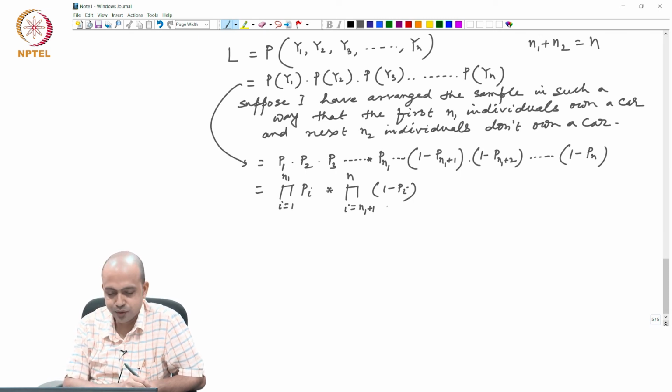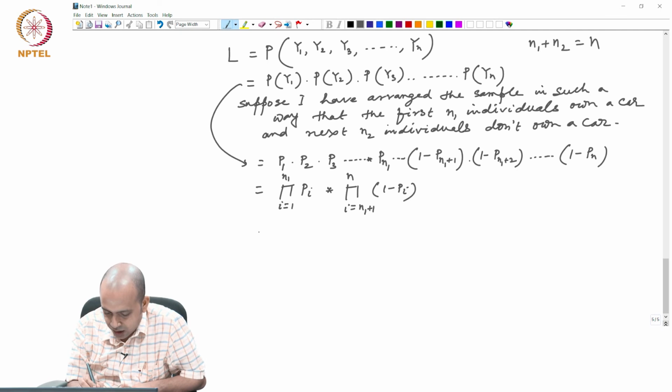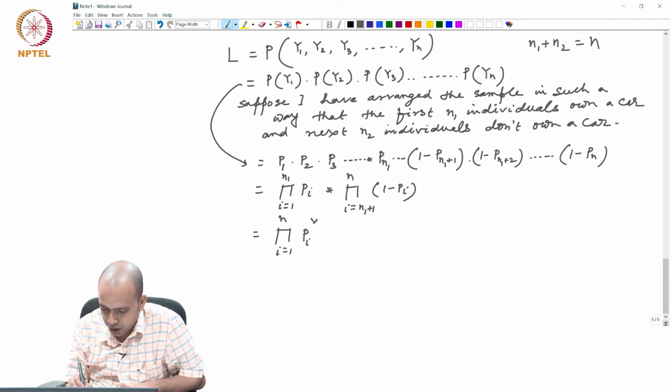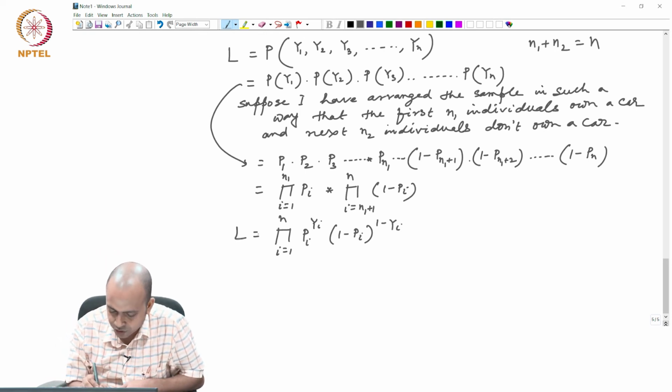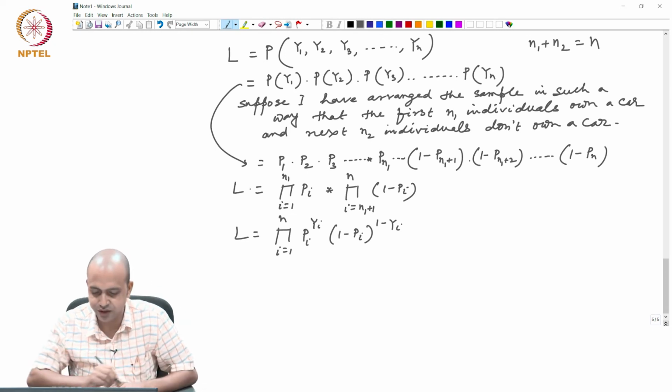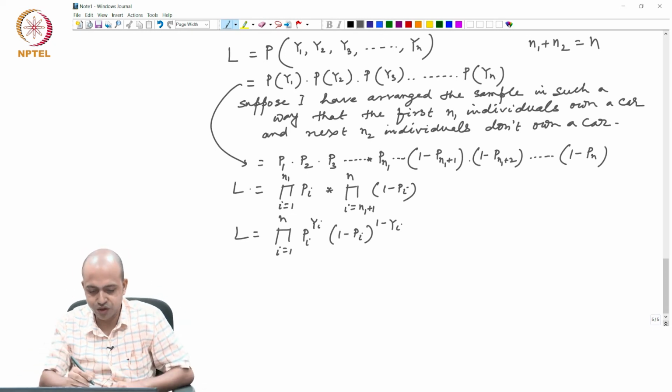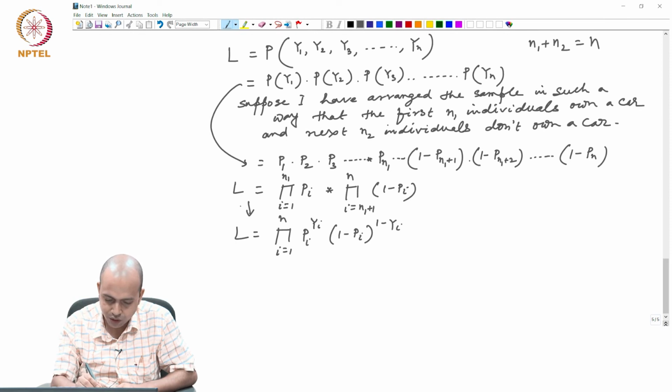Okay, 1 minus pi, and this again you can write as one grand product, pi to the power yi into 1 minus pi to the power 1 minus yi. Now, this step is a little interesting, how I could write this step. From this step to this step, you need to understand how.